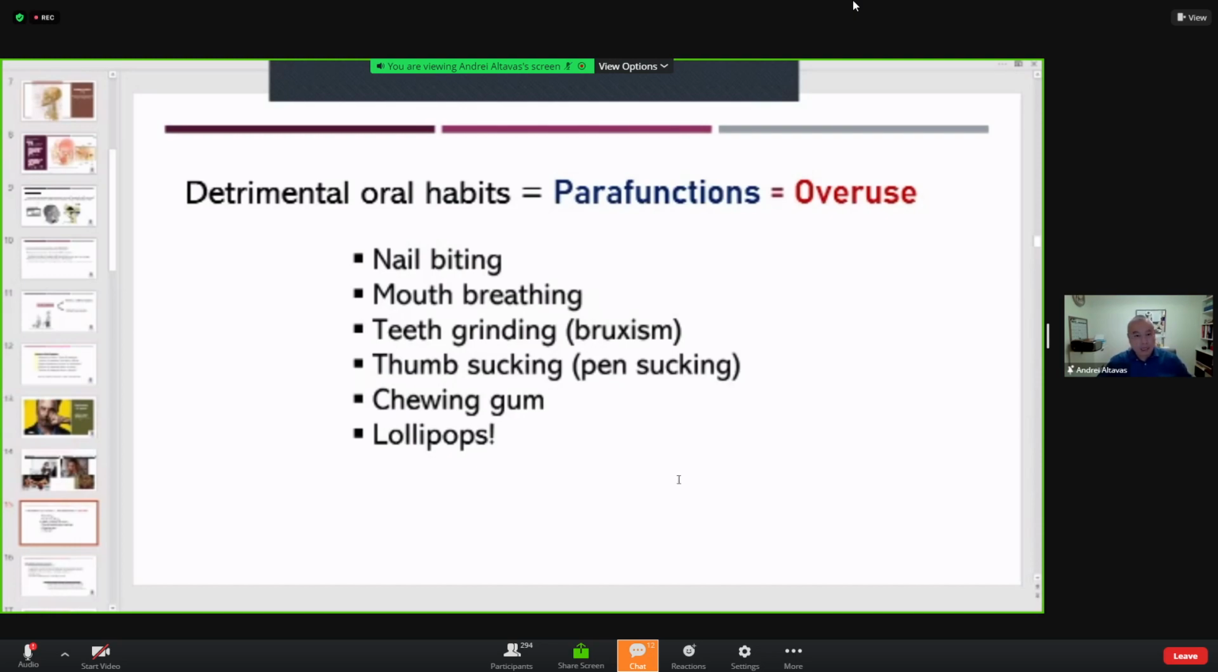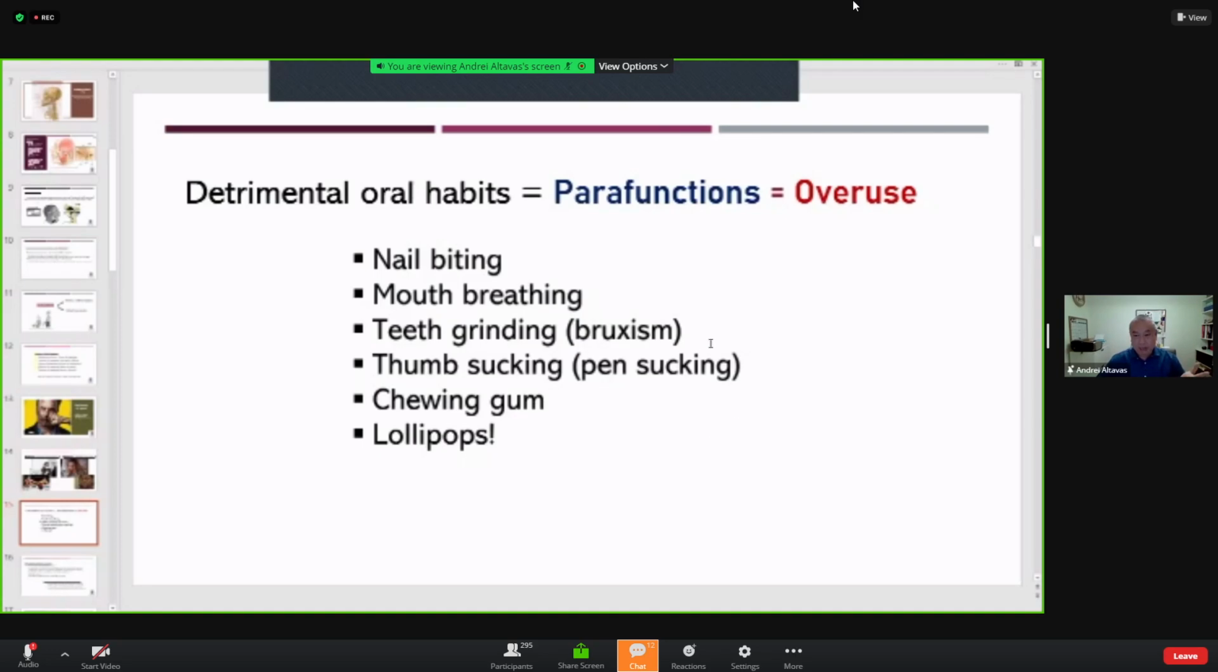So you have nail biting, mouth breathing. A lot of us breathe through our mouths when we sleep. Again, these are all just habits. Some of these habits may have started when we were young, all the way until adulthood.